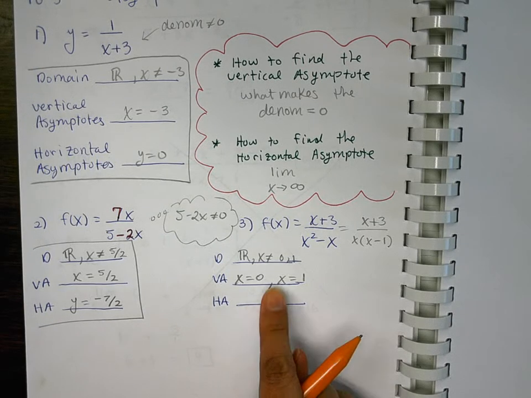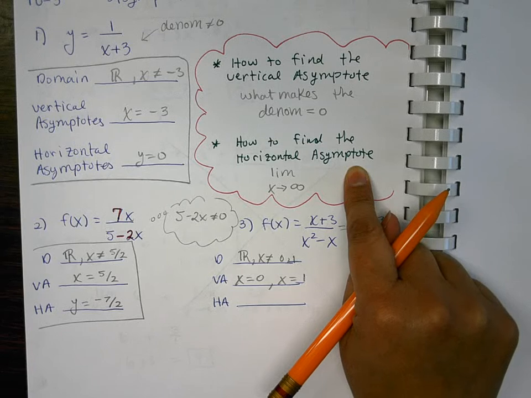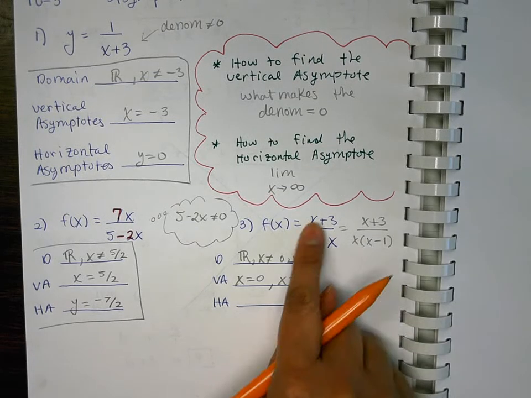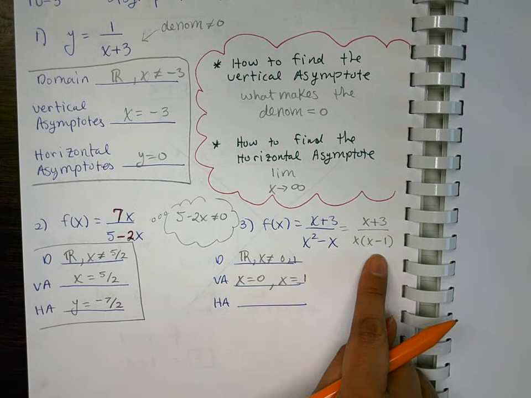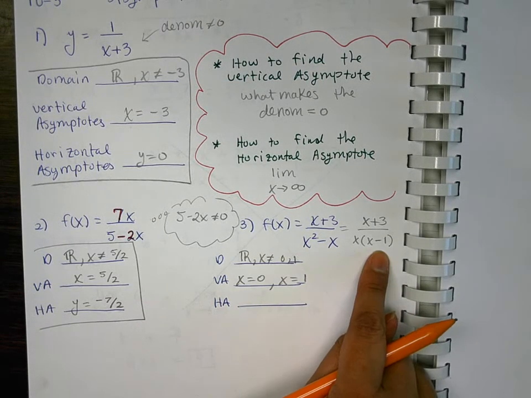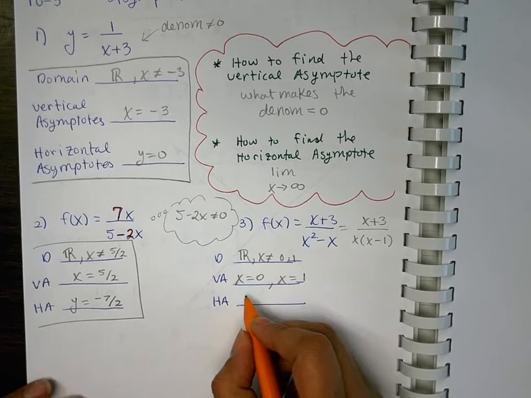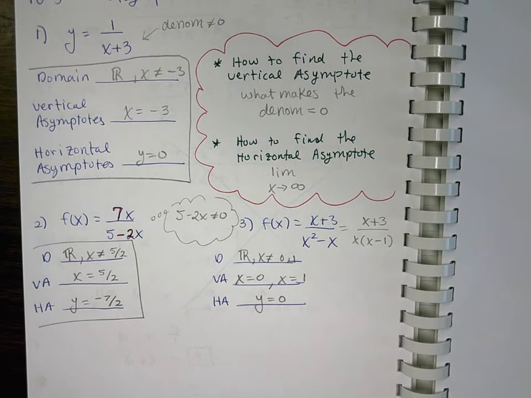Horizontal, what do we find? The limit as x approaches infinity. So we do our top heavy, bottom heavy, same. What is it? Bottom heavy, regardless if it's looked at this way or this way, it's still bottom heavy, right? Degree is 2, degree is 2. What happens when it's bottom heavy? Y equals 0. Questions?